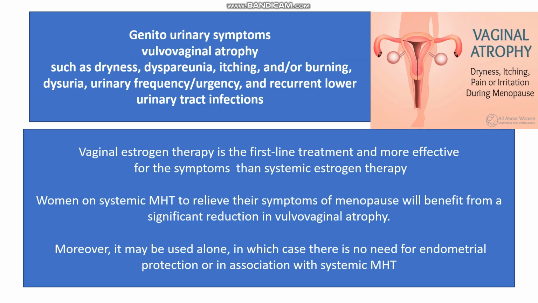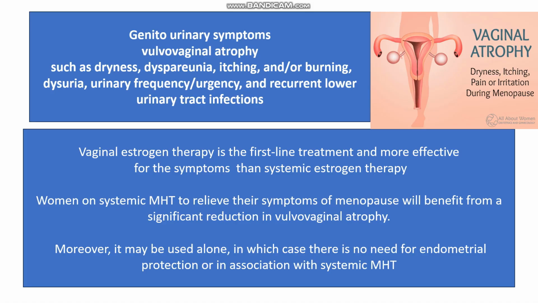Genitourinary symptoms are in the form of vulvovaginal atrophy, such as dryness, dyspareunia, itching or burning, dysuria, urinary frequency, urgency, and recurrent lower urinary tract infection. The preparations usually used are local preparations, and they are very effective because they have a local effect, and they are not absorbed in much concentration in the blood, so they do not have any worse effect in the body.